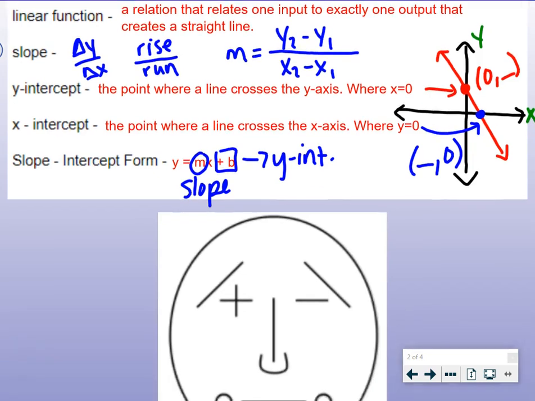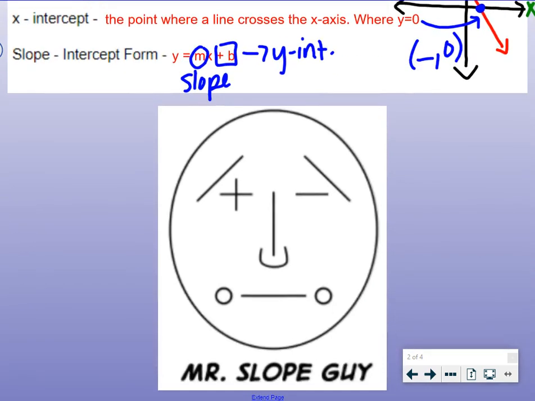And then another important thing to note is Mr. Slope Guy, which you can see on your notes. This just reminds us of the different types of slope. We have 4 different types of slope. We have positive slope, which is right there. We have negative slope, which is when you go down the mountain. We have undefined slope. So vertical lines have undefined slopes.